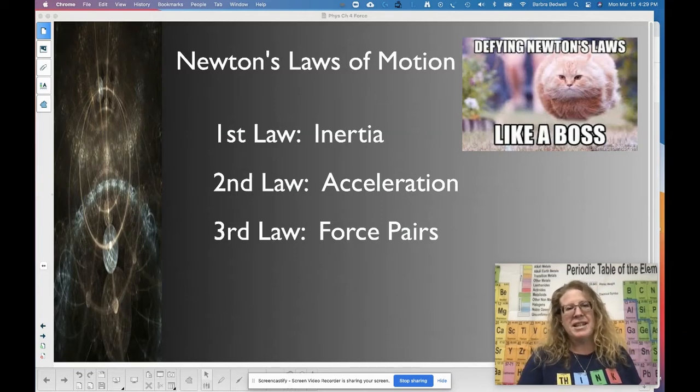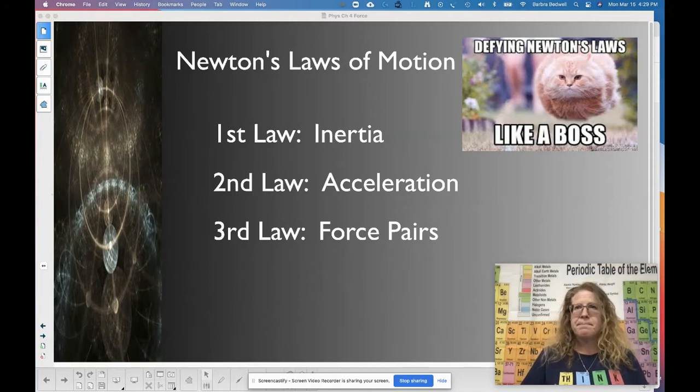So what we're going to take a look at here is some examples of these different laws of motion and how they apply. And then we'll come back in a follow-up video and do some examples of some math problems that actually take Newton's laws into account when you're doing some solutions based upon his laws.